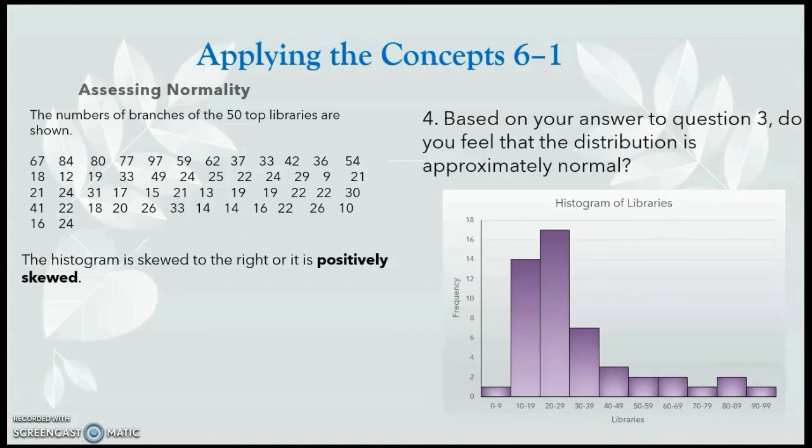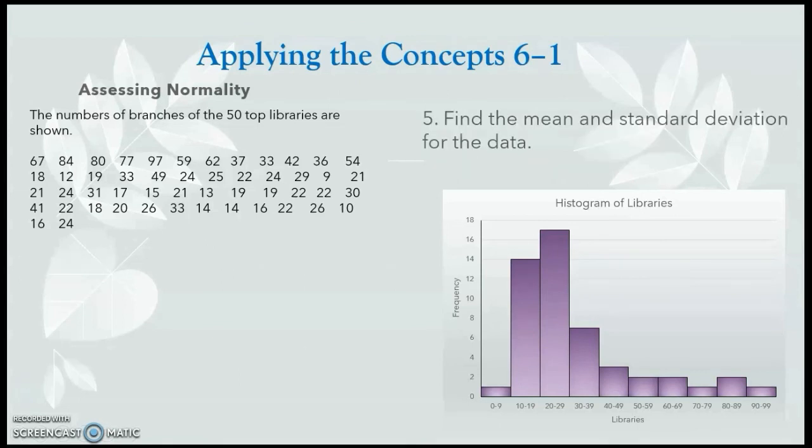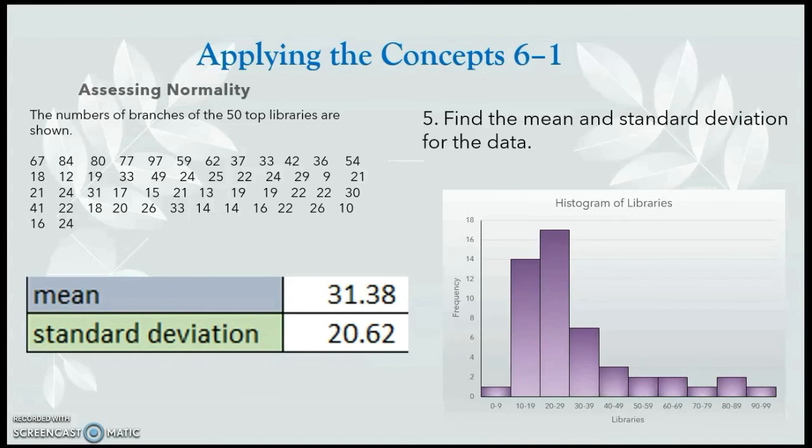Based on your answer to question number 3, do you feel that the distribution is approximately normal? No, the distribution does not appear to be normal, since it is skewed to the right. Next is to find the mean and standard deviation for the data. Since I already calculated the mean and standard deviation using Microsoft Excel, the mean is equal to 31.38 and the standard deviation is equal to 20.62.